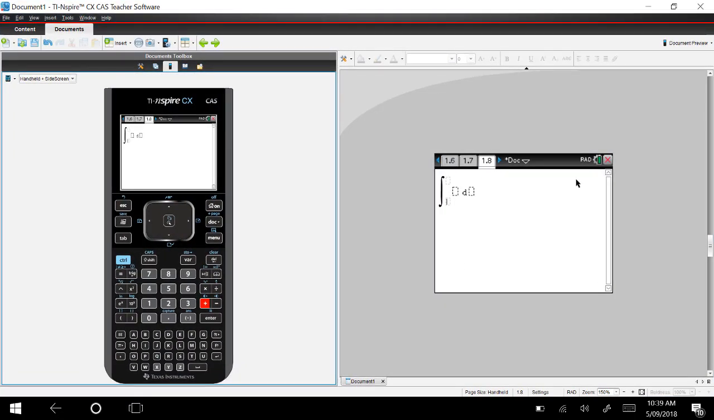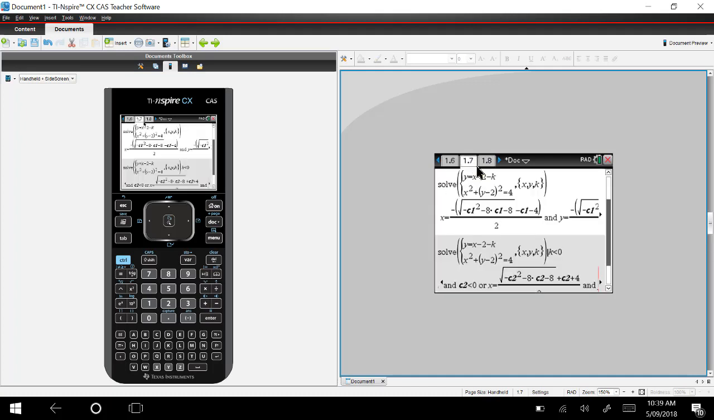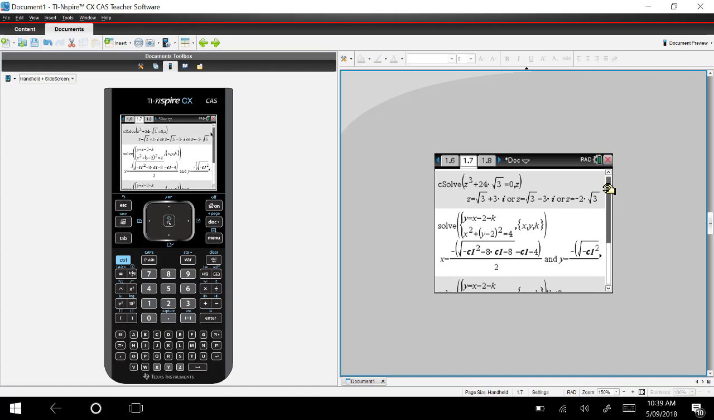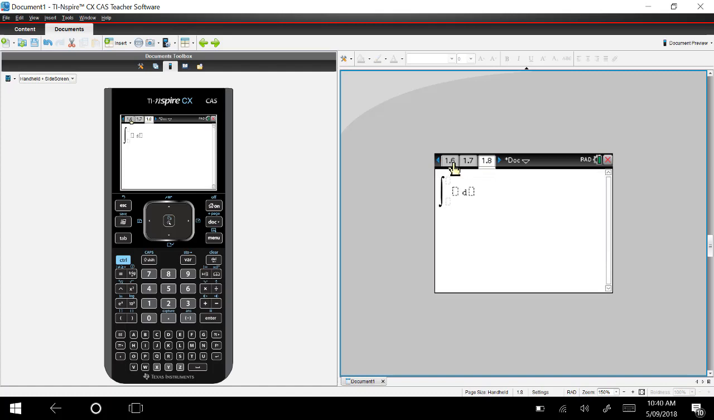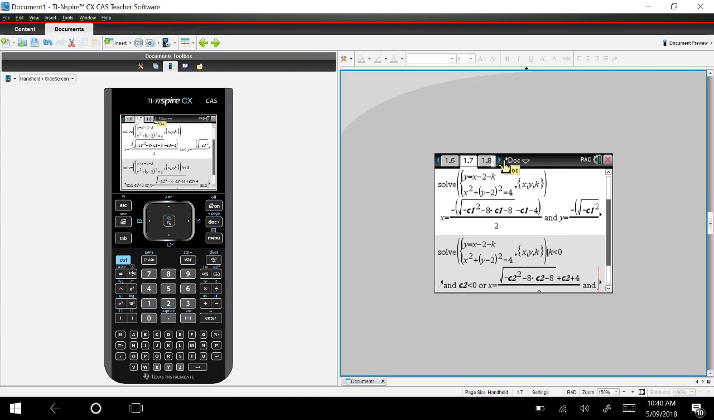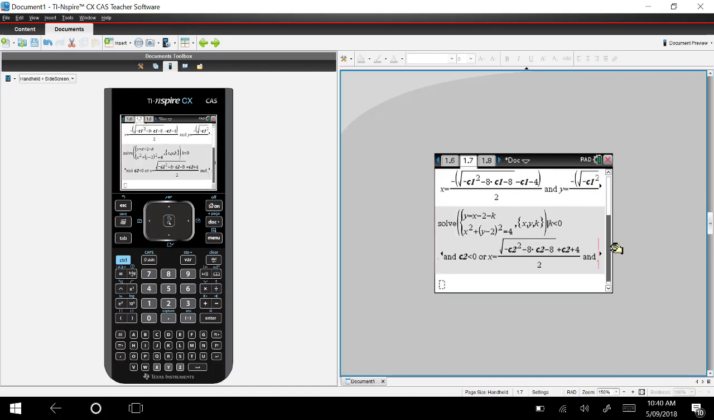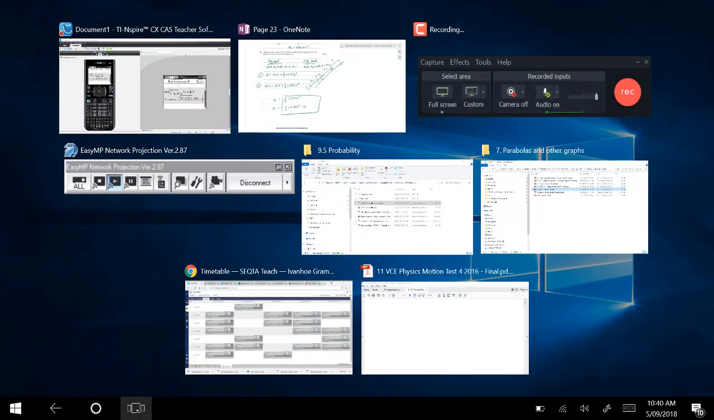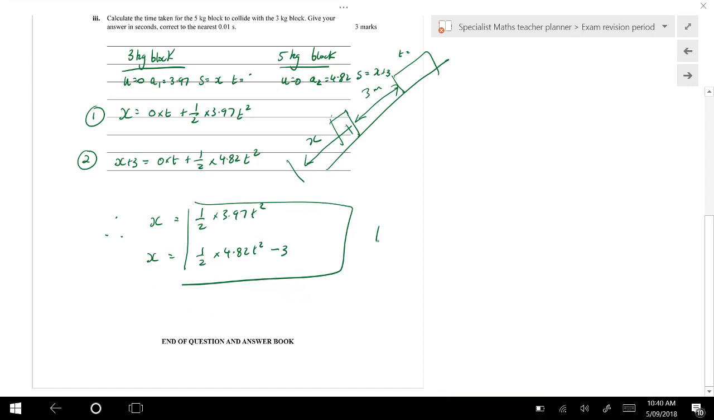And here's one I prepared earlier. I did actually do it somewhere. I got T is equal to, in my CAS calculator, 2.66 seconds. T is approximately equal to 2.66 seconds.